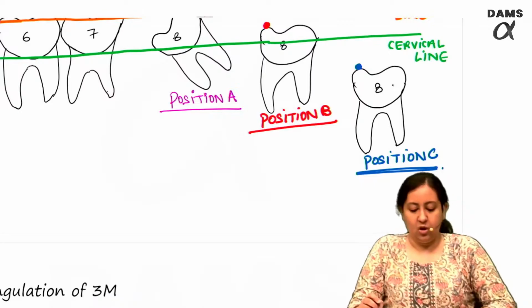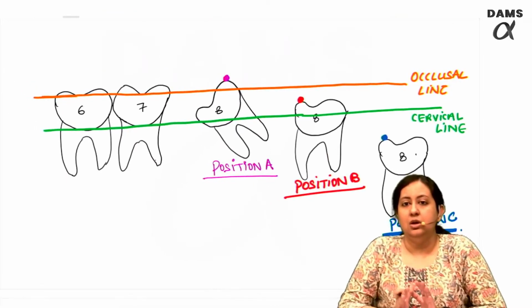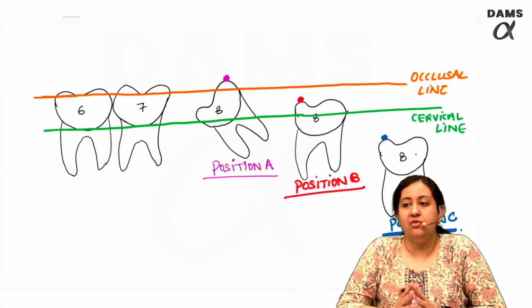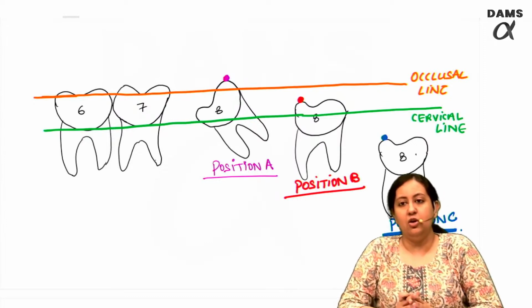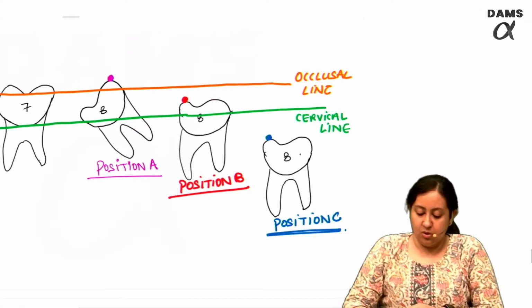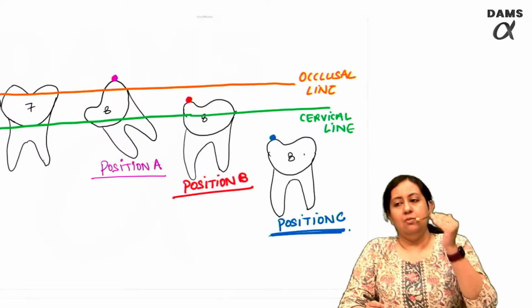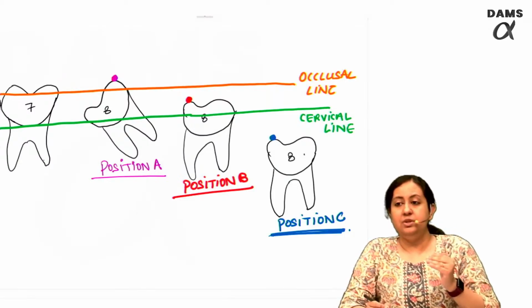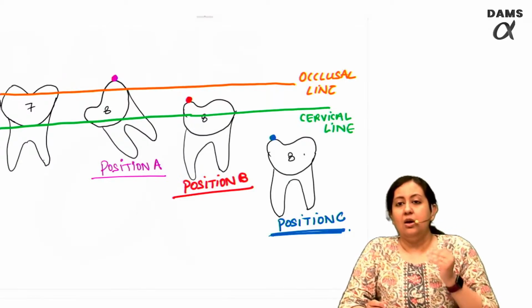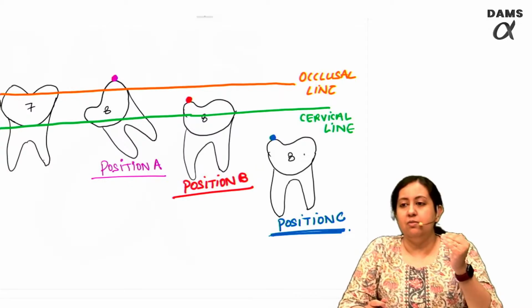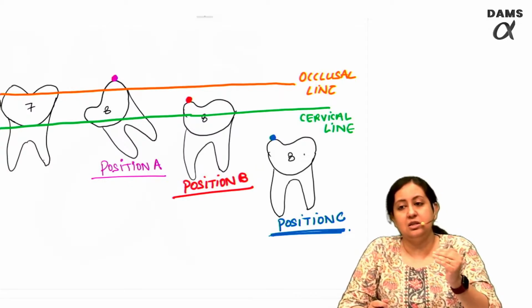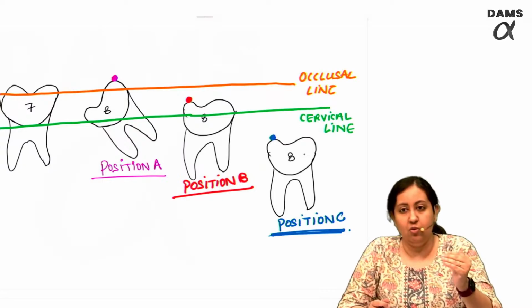Okay. So I hope you all will not forget this now. The diagram has made it clear. Please remember the diagram. It will be very easy for you to recall in your exams. And if you please notice position C, it is present below the occlusal line and below the cervical line. So it is a deep seated impaction. You will require a lot of bone removal to remove this tooth. Hence, it is the most difficult to remove.